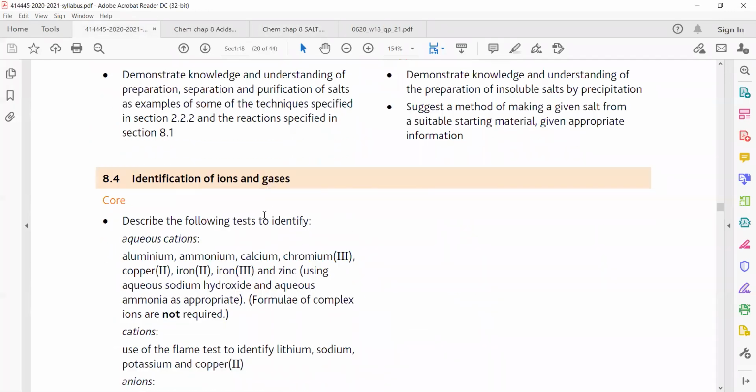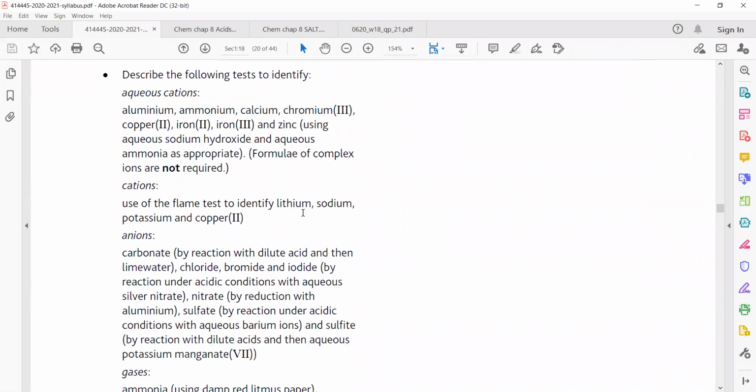Identification of ions and gases. Describe the following tests to identify the aqueous cations. Aluminium, we add sodium hydroxide.